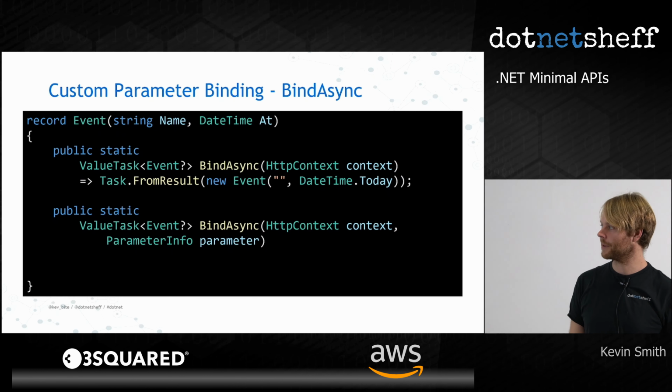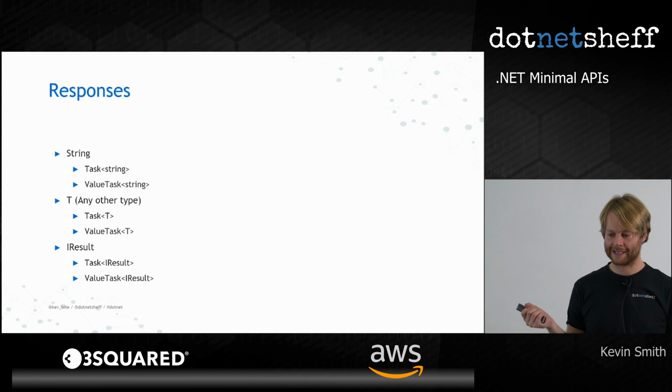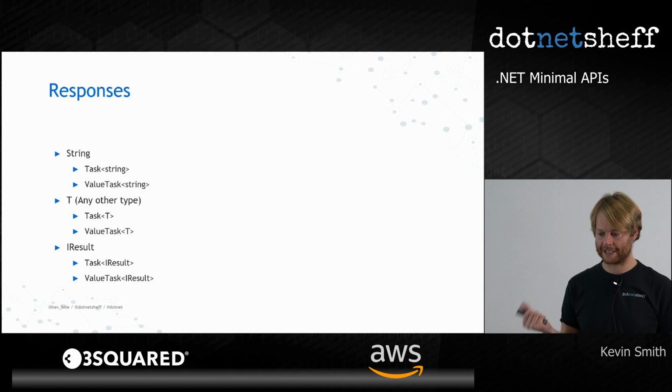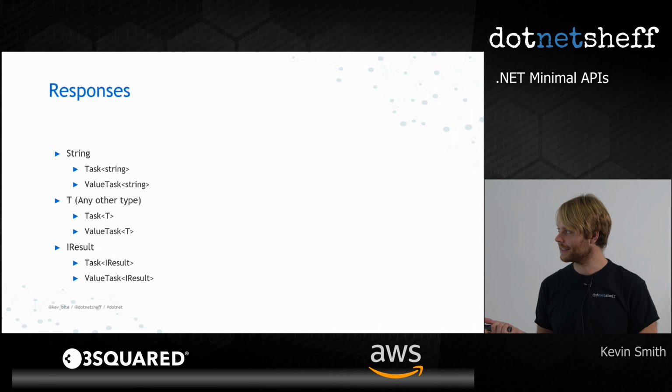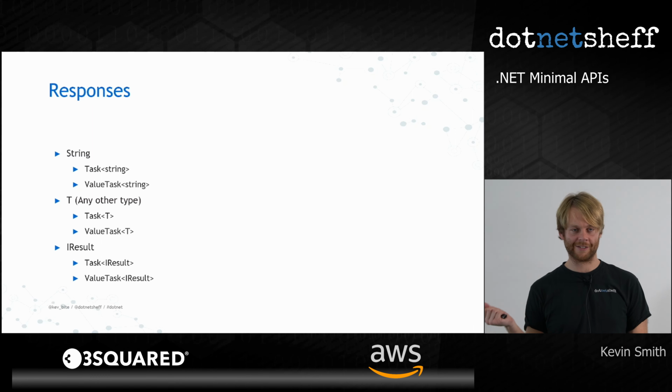So we've gone through all the routing coming in, and we're going to go through the responses going back out now. Everything which is going back out can either be a string, any type, or an IResult. From them, you can either have it wrapped in a Task or a ValueTask as well. So if it's asynchronous and I/O bound, you can pass a Task back and then the framework will wait on it. Pretty much the same as in your controllers.